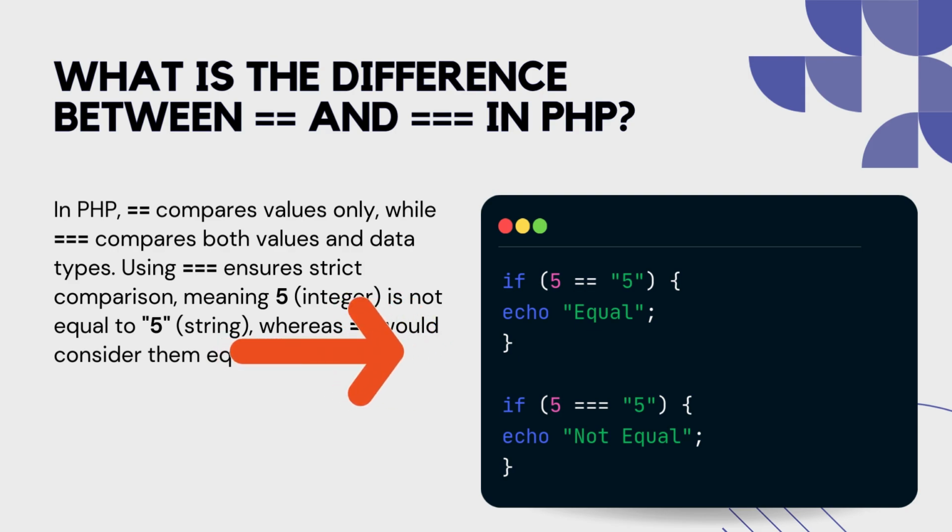In this example, the integer value 5 == the string value 5 evaluates to true because it only checks for value equality, while 5 === "5" evaluates to false because it also checks for type equality.